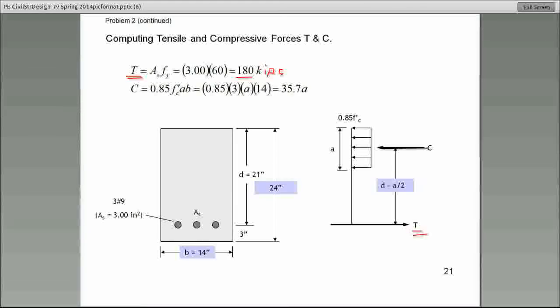Then we calculate C, capital C, the total compressive force. And I told you it's 0.85 f prime c times Ab. Substitute. 0.85 is 0.85. This 3, it was given to be 3,000.